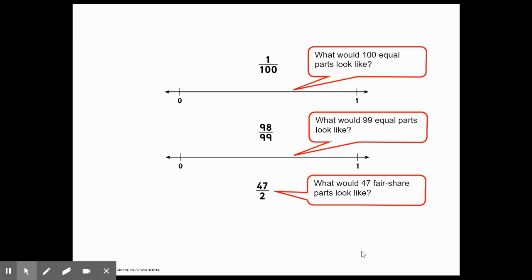Now let's think about how we would locate an improper fraction like 47 out of 2 on the number line. This fraction is the same as multiplying the unit fraction half 47 times. This would be 47 fair shared parts shown on a number line.